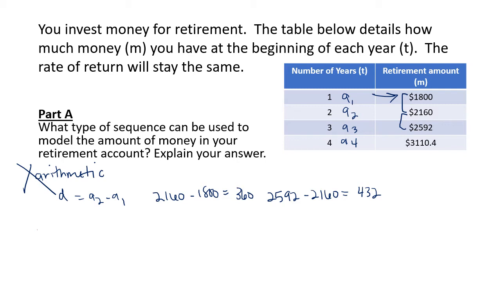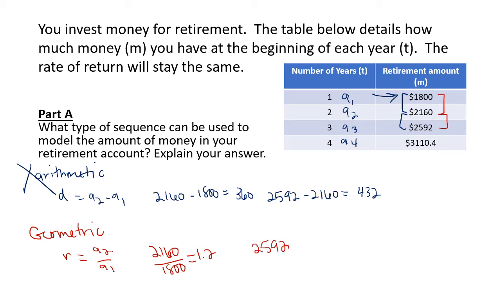So now I'm going to look to see, or prove really, why it's geometric. When I have a geometric sequence, we have a common ratio. So when I divide, I should get the same answer every time. If I take 2160 and divide by 1800, when I put that in my calculator, I get 1.2. Then I do that again for the next two, 2592 divided by 2160, and I end up with 1.2 again.